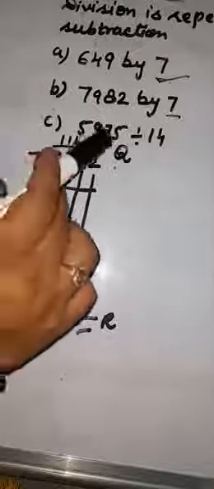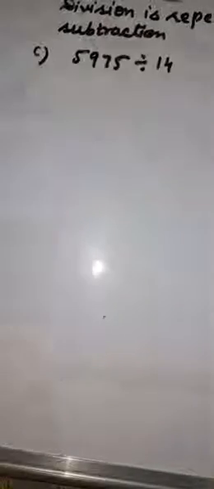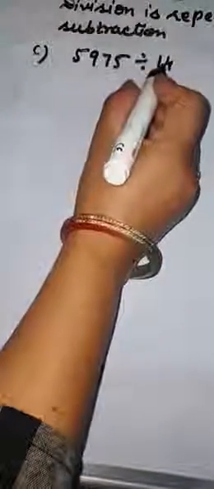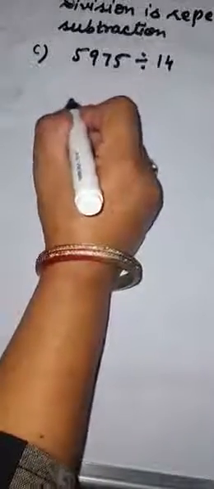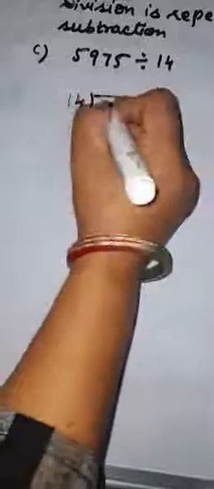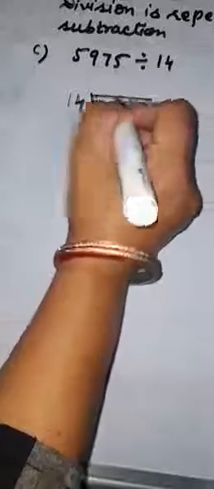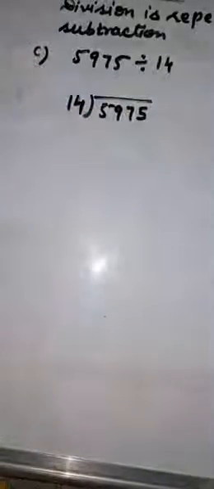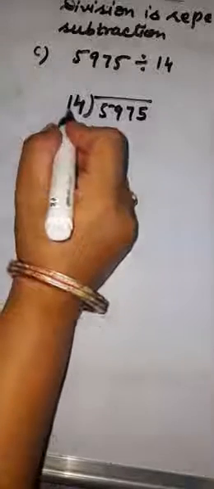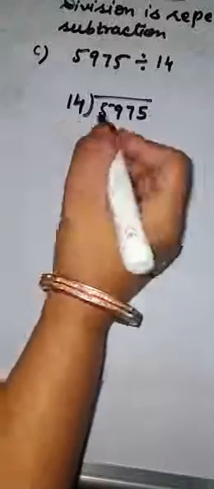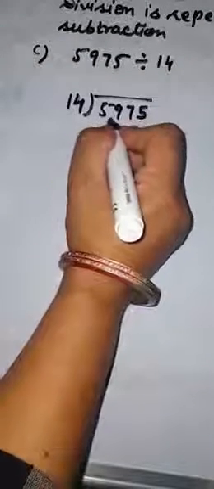So let's take the third example. This is 5975 by 14. Okay, now we will write it in the division method, division column. So here 14 and 5975. Now children, just recite the table of 14 starting from the leftmost digit. Right, we consider 59. Okay, so 14, it's a 2-digit divisor, so we will take 2 digits from here. This is 59.